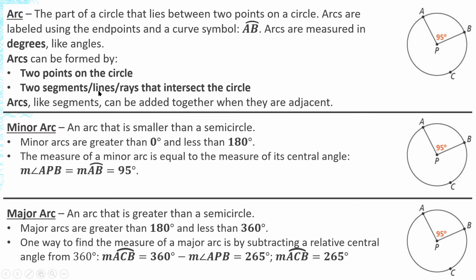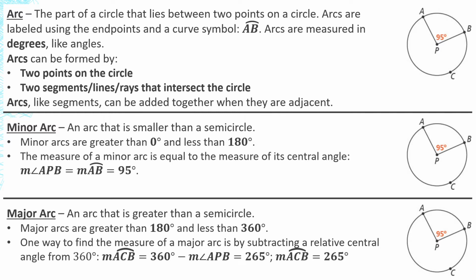Looking at the second bullet here, arcs can be formed simply by two points. You connect them on the curve, and that's it. But if you have radii, like here you have radius AP and radius BP, since those two are radii, the points A and B together form the arc. You can also have arcs created by lines and rays. It's pretty much any points.